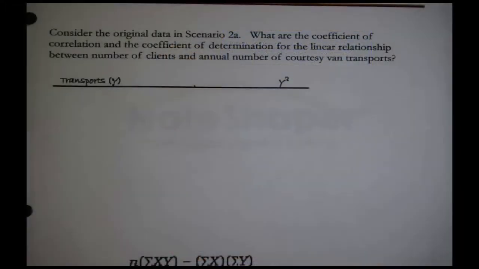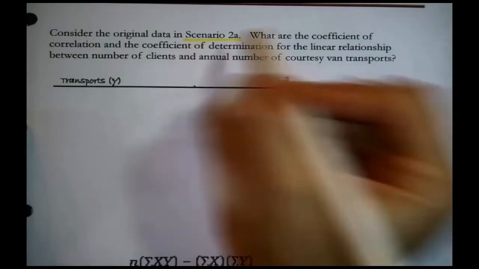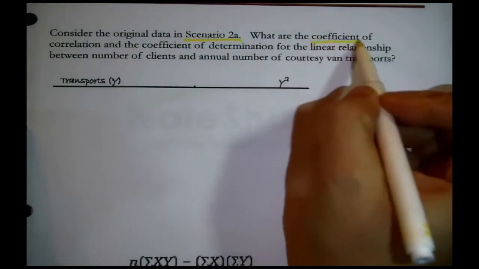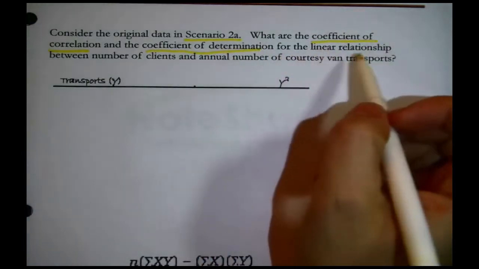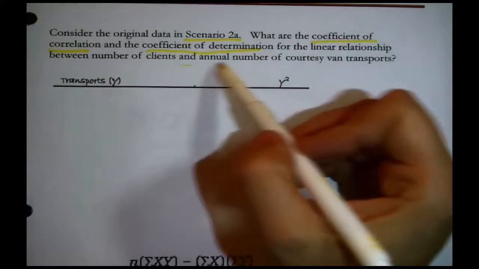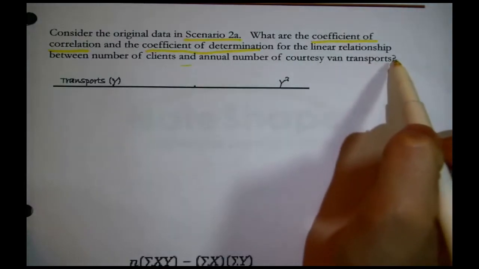Working with large formulas is all about staying organized. And one of the largest formulas you might ever have to work with is the correlation coefficient, which is featured here. Consider the original data in scenario 2A. What is the coefficient of correlation and the coefficient of determination for the linear relationship between the number of clients and the actual number of courtesy van transports?